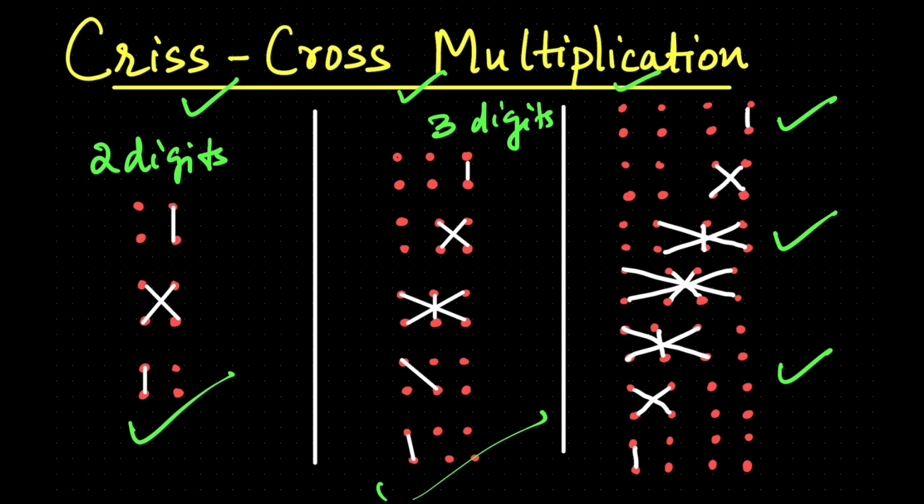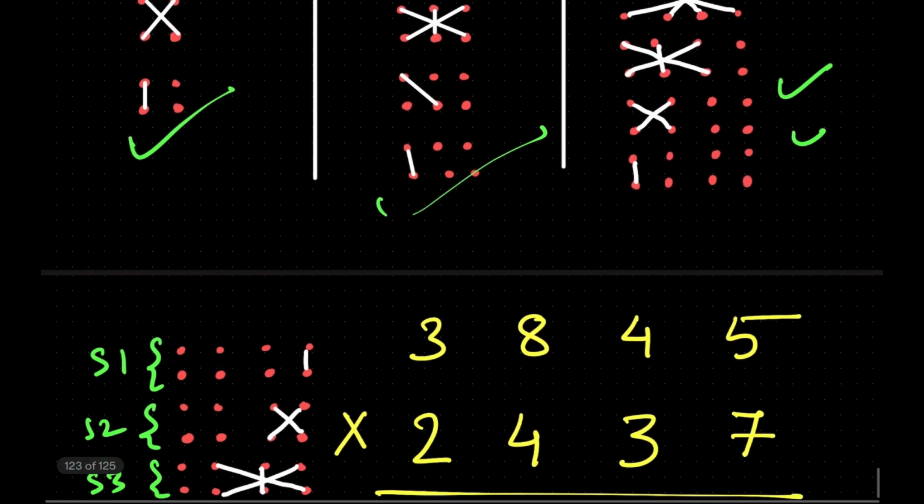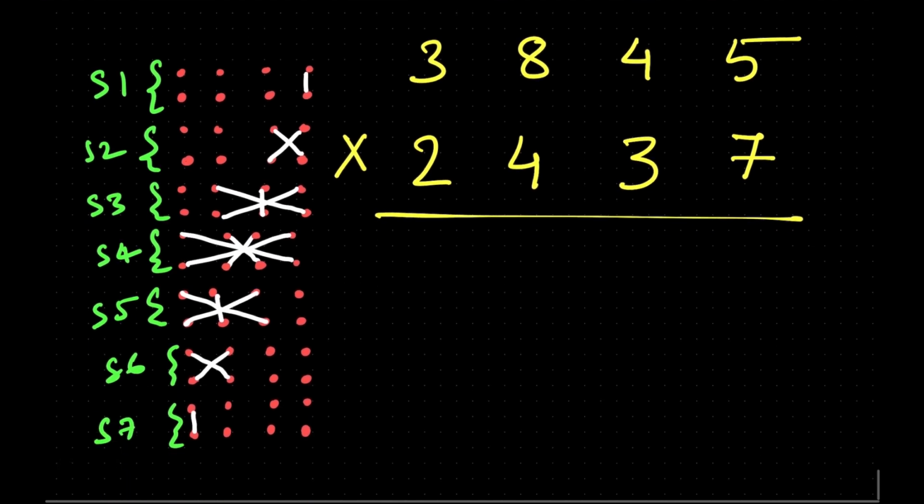So if you have not watched my criss-cross method of multiplication videos for 2 digits and 3 digits, then I would recommend you to first watch those videos because it will be very difficult to understand the 4 digit multiplication. So let's see how to go for this.